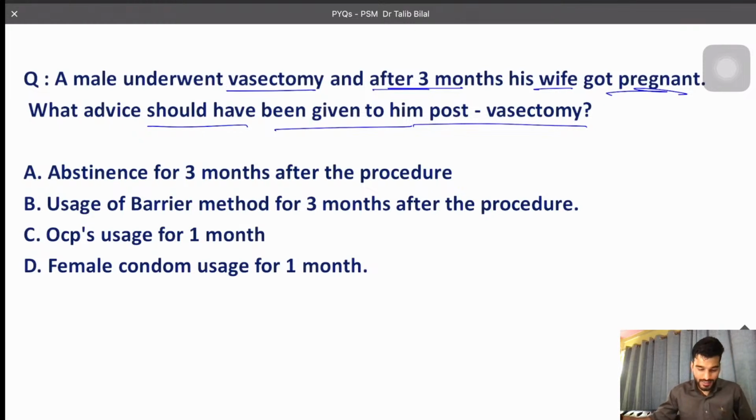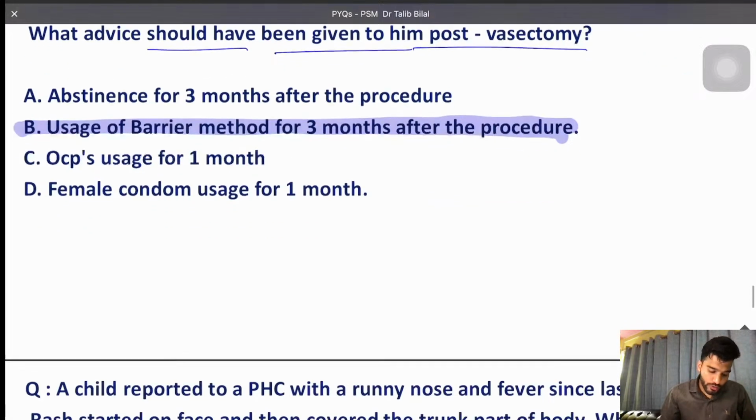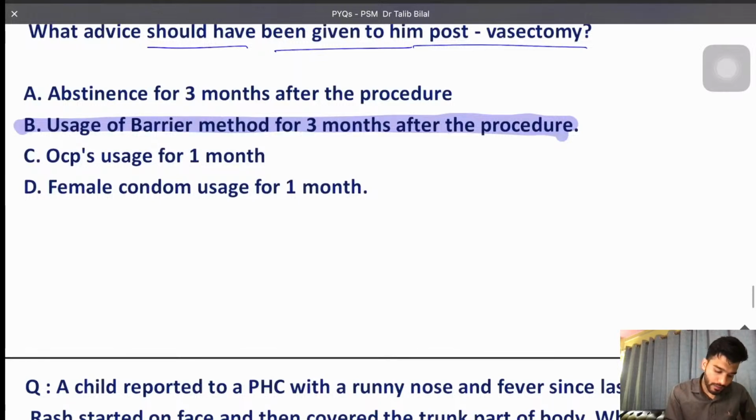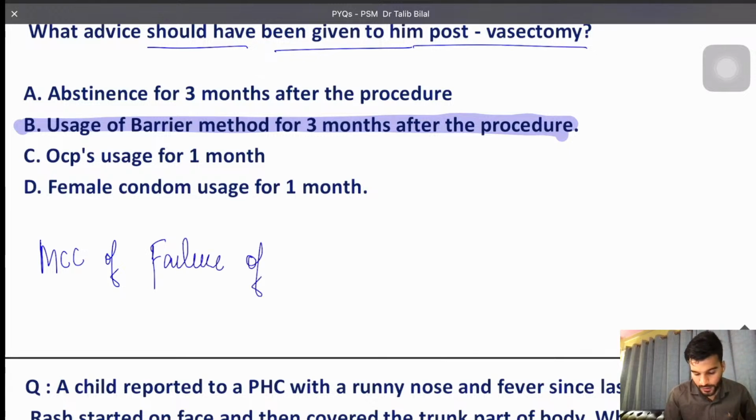Chalo, guys. So what is the answer, guys? Yes, use a barrier method for 3 months after the procedure. Very good. And what other advice? After 20 ejaculations, then there are no chances of being pregnant. Okay, so vasectomy, one more question I will add here, guys. What is the most common cause of failure of vasectomy, guys?